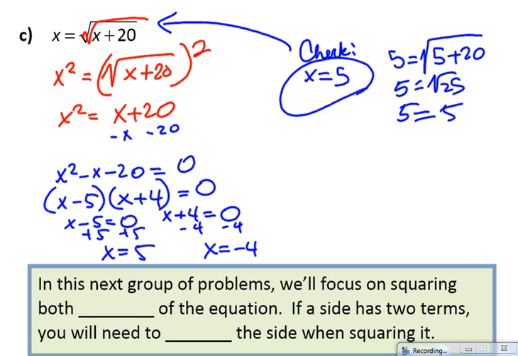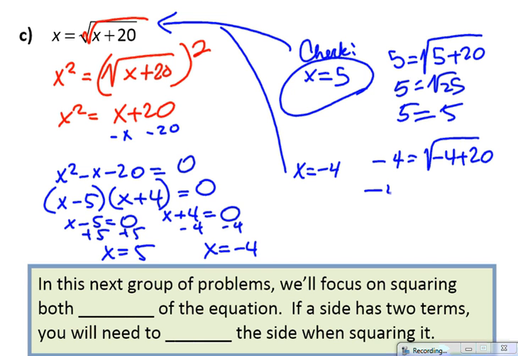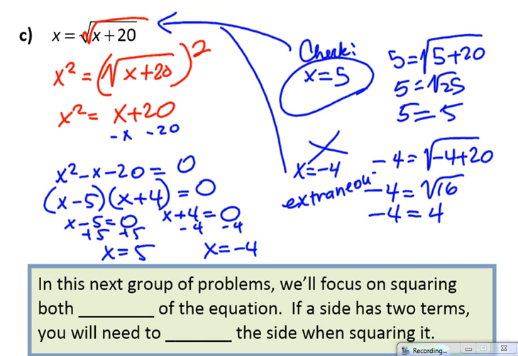And then I'm going to check the negative 4, so I have x is equal to negative 4. Up here, it's going to give me negative 4 is equal to the square root of negative 4 plus 20. So negative 4 is equal to the square root of 16. Negative 4 is equal to positive 4, and that does not check, so it is extraneous. That's an extraneous solution.